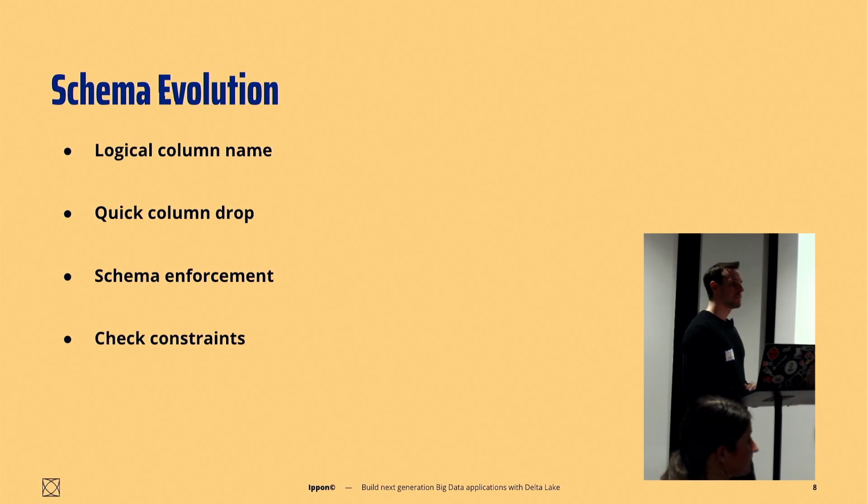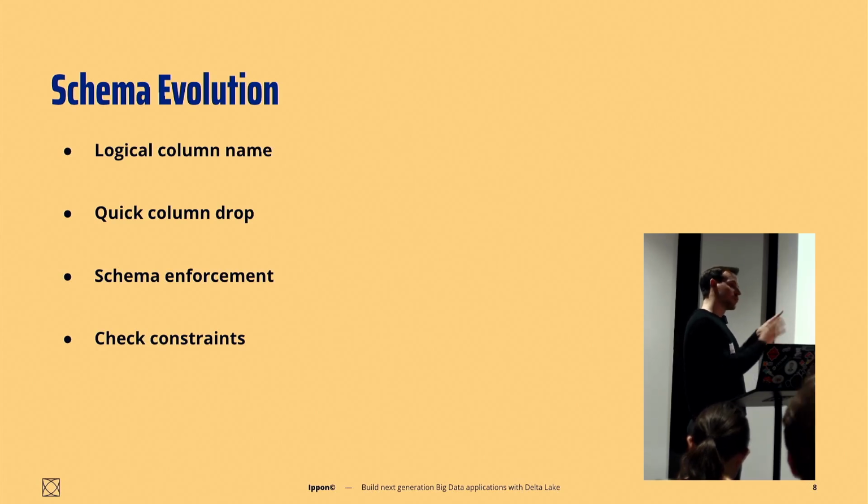Yep. So for the schema enforcement and the check constraints, when does that apply? Okay, so schema enforcement is just to avoid adding new data to your table if it doesn't match the schema. Let's say you're missing a column or the column name is different, right? Delta Lake will tell you, hey, whatever you are trying to add doesn't match. Yeah, when you append data.